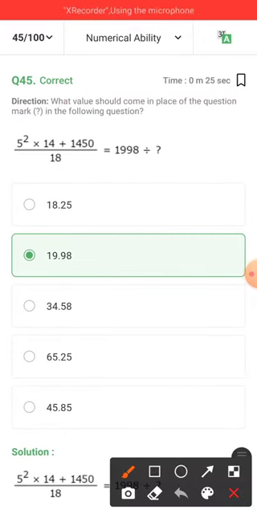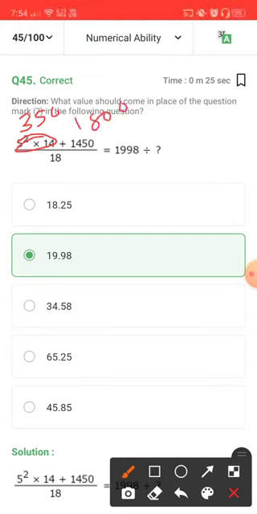And next question, here we can 25 into 14, that is 14 by 4, that is 3.5, 350. This whole value is 350. 350 plus 1450, that is 1800. So cancel, we get 100. So that is 119.998.